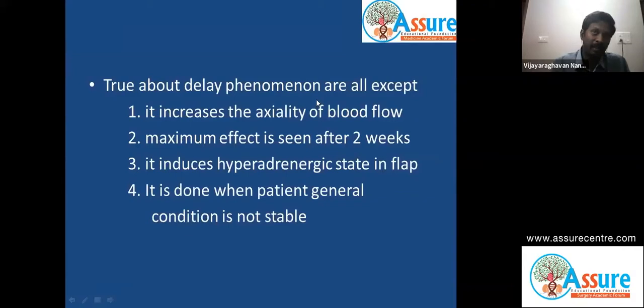Okay, but this delay is mentioned even in Bailey & Love and in Sabiston. Okay, if you see Bailey & Love, in local flaps, you will get a small picture, and in local flap you will get the word delay in brackets. Okay, so it can be asked even in the general surgery part. Okay, if you look carefully, you will be able to find that.